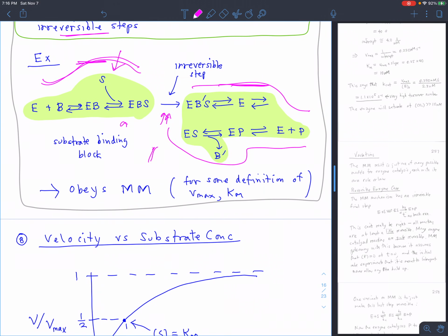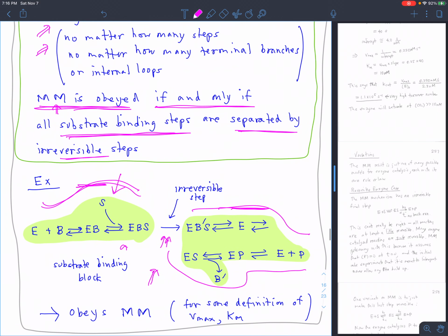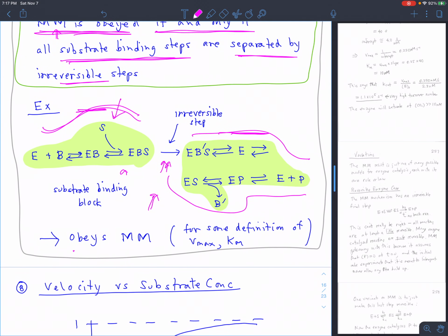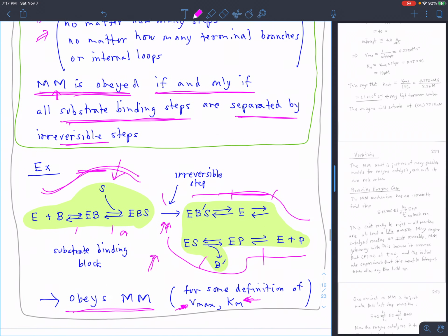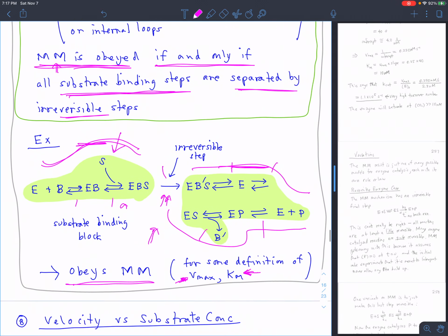And therefore, this mechanism, however complicated it is, however different it is from the normal Michaelis-Menten mechanism, will still give rise to a Michaelis-Menten rate law. It will still obey the Michaelis-Menten kinetics. So it is really true. The Vmax and Km will have different definitions. This has a bunch of different rate constants, right? 1, 2, 3, 4, 5, 6, 7 different rate constants. Michaelis-Menten only has 3. So Vmax and Km will be related to those rate constants in a much more complicated way, but there will be a Vmax, there will be a Km for some definition of them, and the Michaelis-Menten rate law will hold.